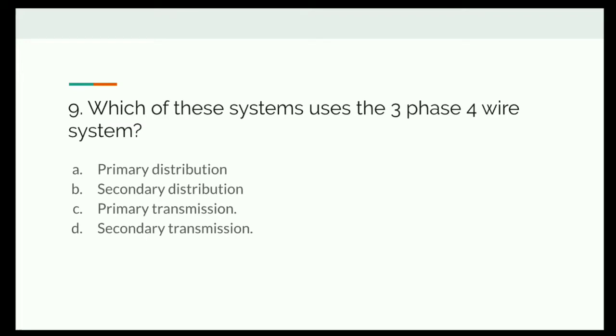Which of these systems uses the three-phase four-wire system? Option A, primary distribution, B, secondary distribution, C, primary transmission, D, secondary transmission. And the correct answer is secondary distribution.